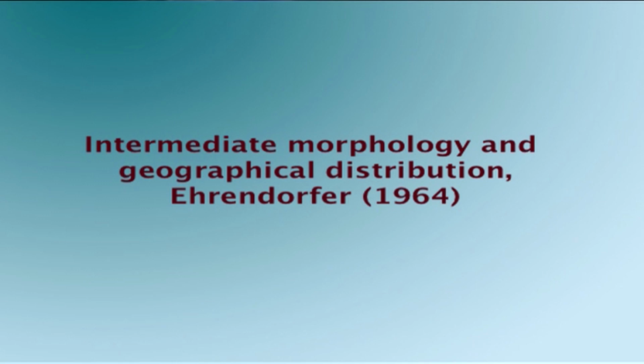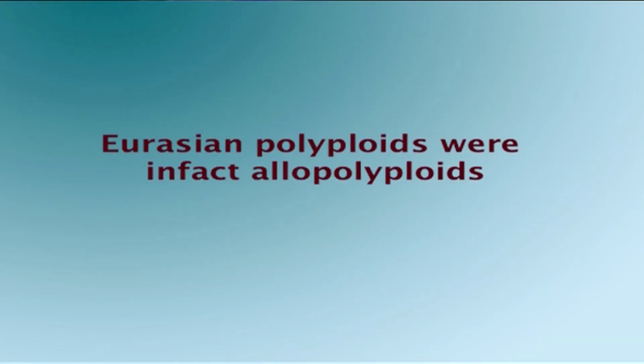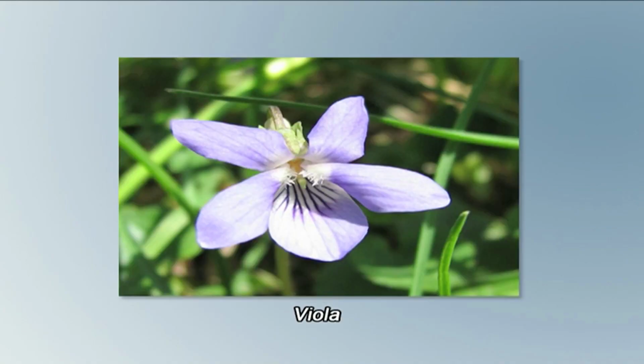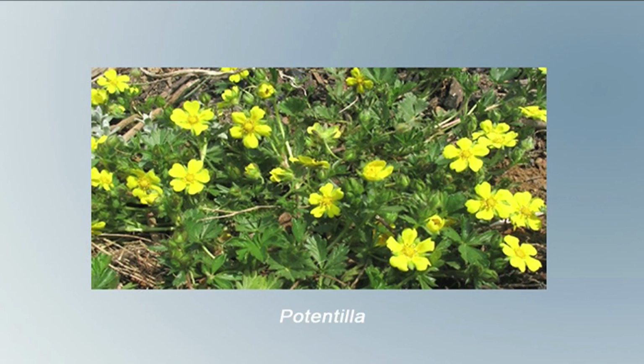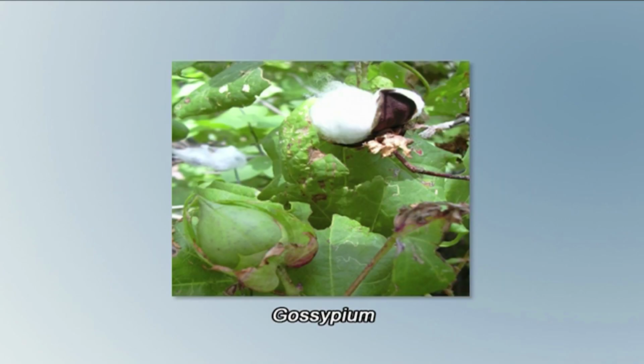However, based on characters such as intermediate morphology and geographical distribution, Ehrendorfer 1964 suggested that several Eurasian polyploids were in fact allopolyploids. Although much cytological work has been done in Artemisia, definite evidence for allopolyploidy is scarce. The karyotype data have been extremely useful in distinguishing various species of Clarkia, Viola, Nicotiana, Potentilla, Achillea, Gossypium, and many more genera.